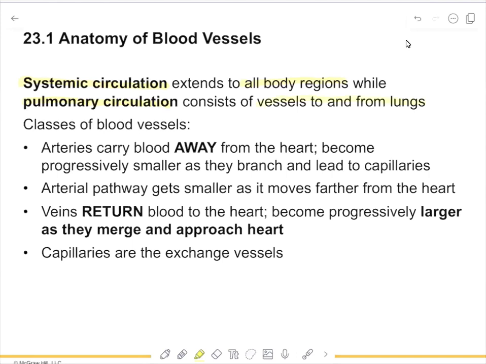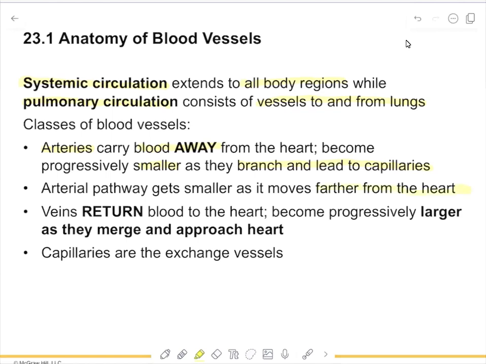The different groups of blood vessels, first of all, are arteries. These are going to be the ones that carry blood away from the heart. And they're very large when they come out of the heart, like the aorta is, but they become progressively smaller and smaller as they branch and ultimately lead to capillaries. The arterial pathway is going to get smaller as it moves farther from the heart.